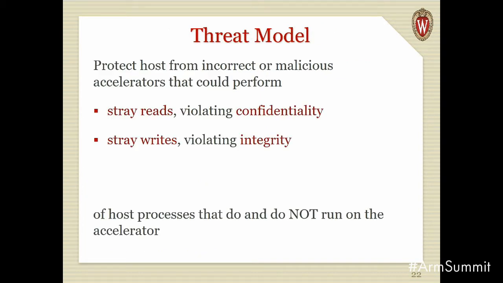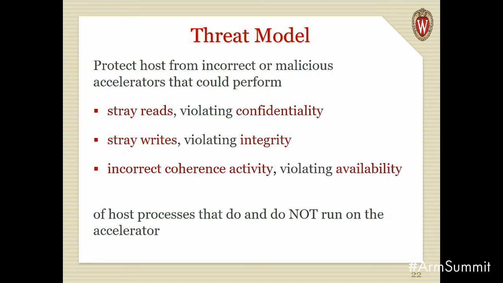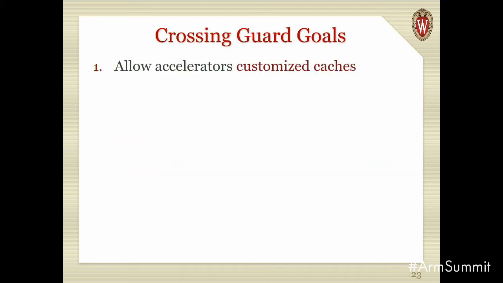Okay, so the threat model here is what we dealt with in border control. Stray reads can violate confidentiality. Stray writes can violate integrity. And the key thing with incorrect coherence activity is it can violate availability. Okay, so you can cause deadlocks, you can cause denial of service.